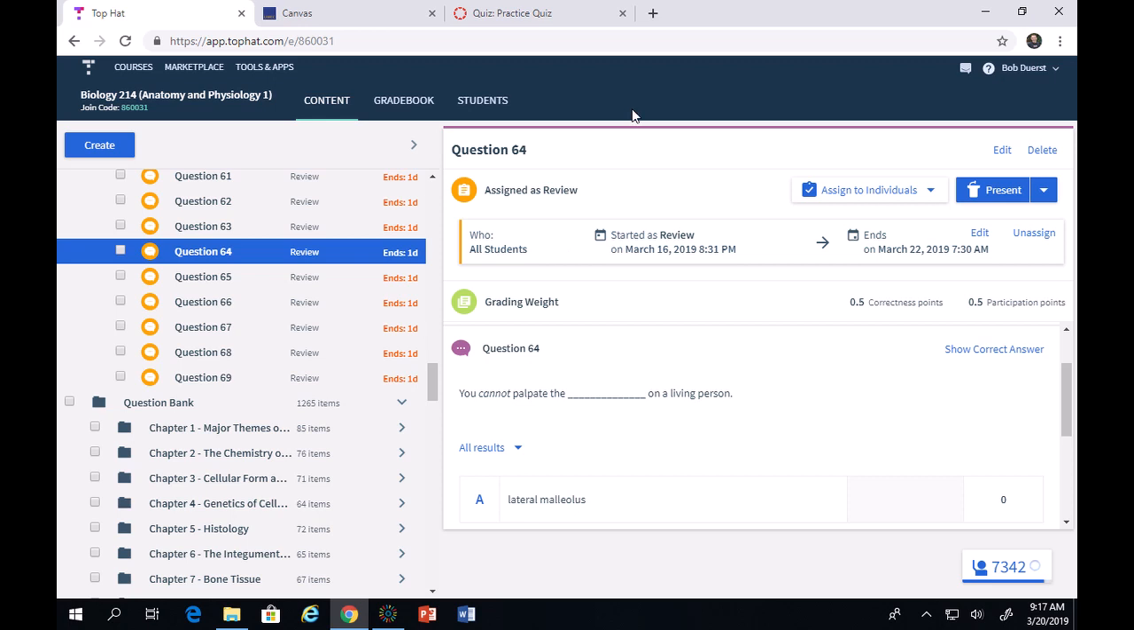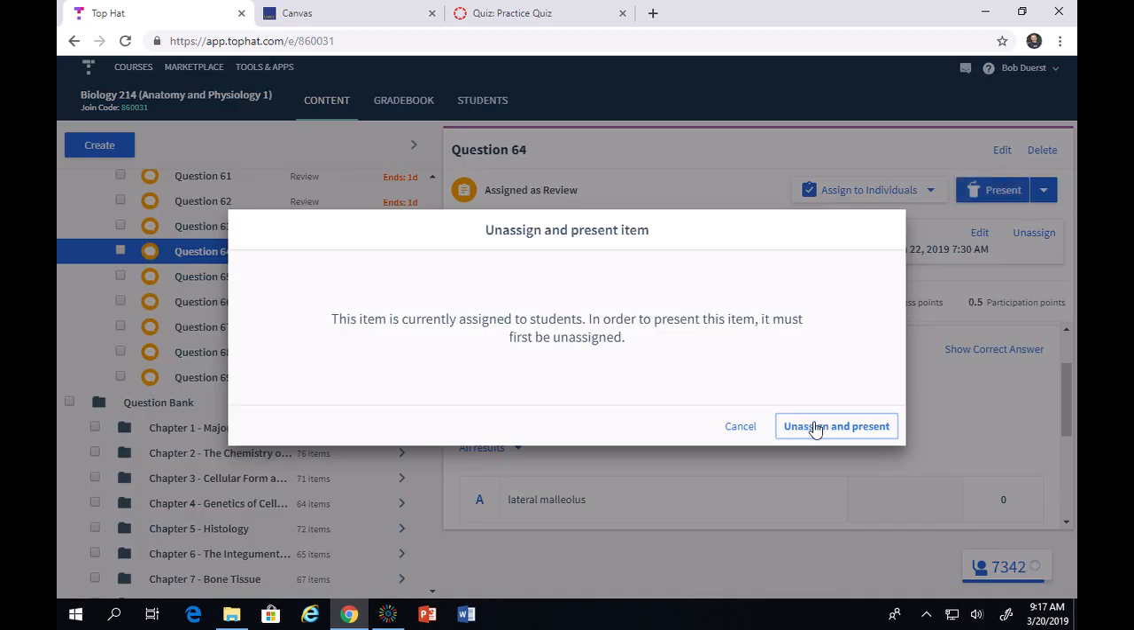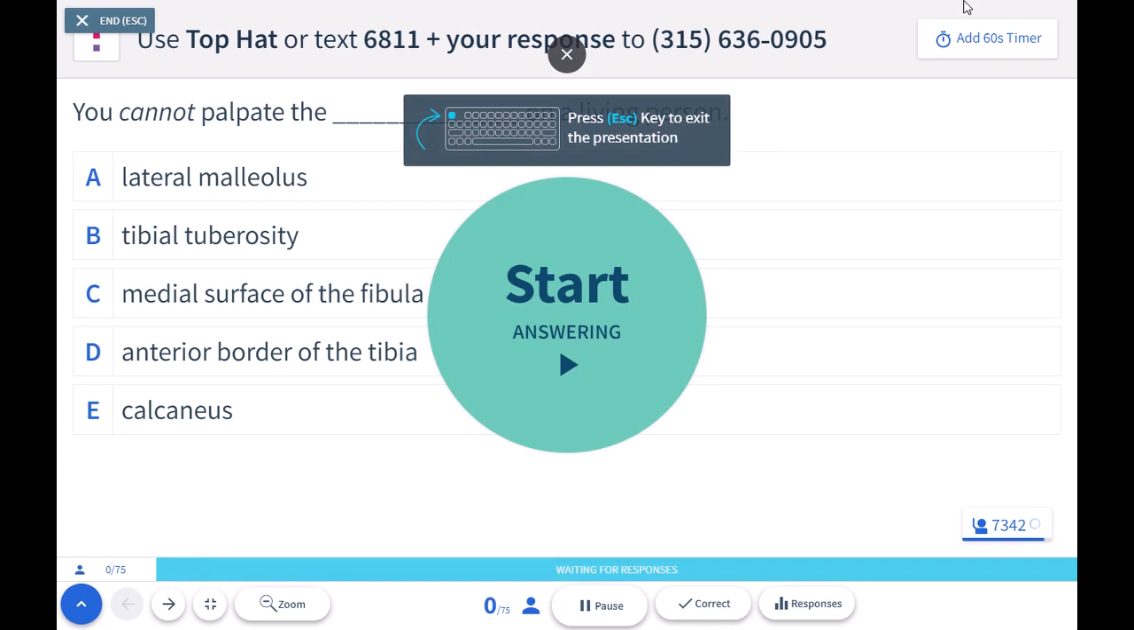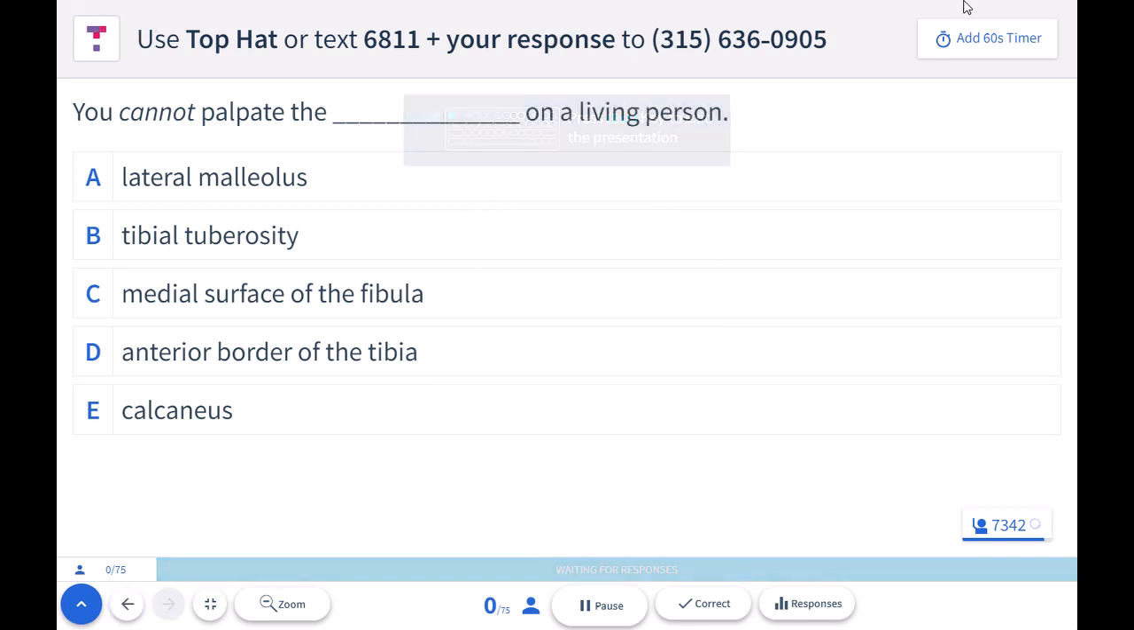This is one of the questions that I copied and pasted. And we actually covered this one today during class. You cannot palpate the blank on a living person. So it's not asking you, what is the name of this bone? That's a lab kind of question: name the bone, name the bony structure. In lecture, I want you to focus more on application of the material.